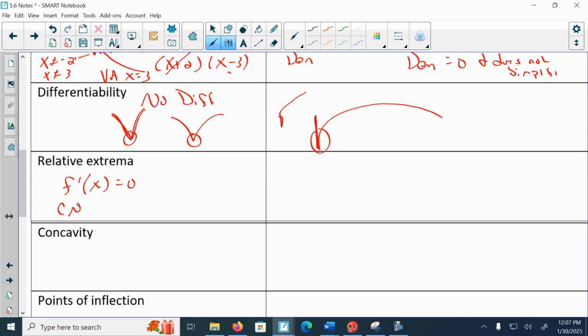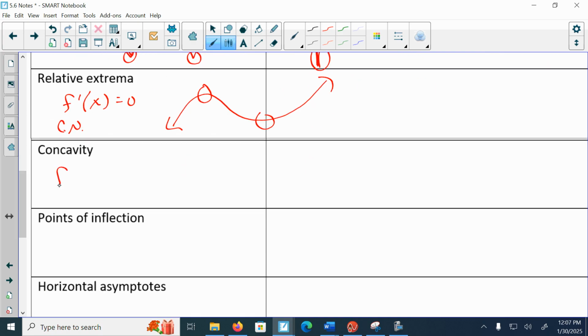Those are my critical numbers, and then I can substitute those in. That means it's the highest point on the curve. If I have a graph that goes something like this, this is my relative max, this is my relative min, but not necessarily the overall max or the overall min.